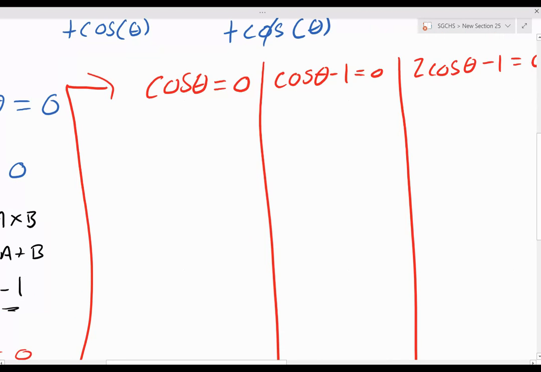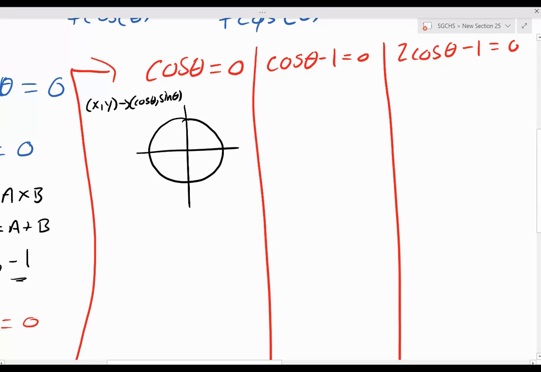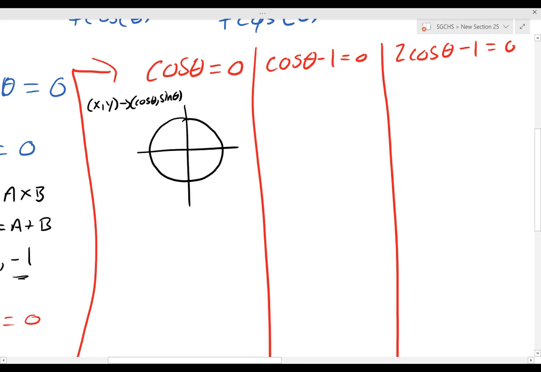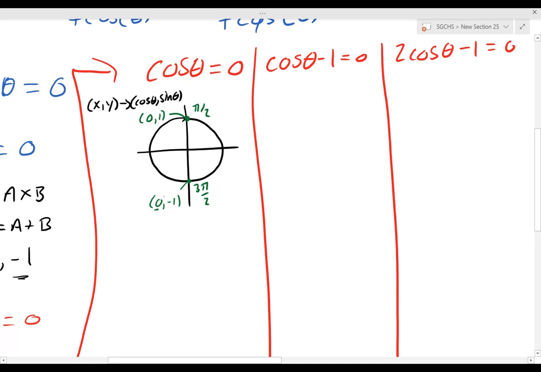So let's focus on cos angle equaling 0 to start with. If we think about a unit circle, remember, x and y on a unit circle are represented as cos angle, sine angle. So we're trying to figure out where the x values are 0. Well, our x values on our unit circle that equal 0 are found here and here. This is at pi over 2, and this is 3 pi over 2. Here your coordinate points are 0 and negative 1. Here your coordinate points are 0 and positive 1. But remember, we just care about that x value.